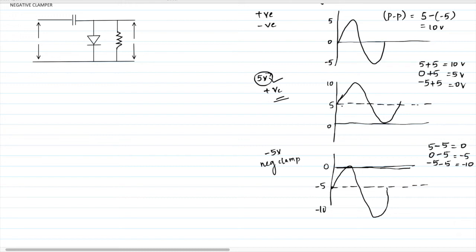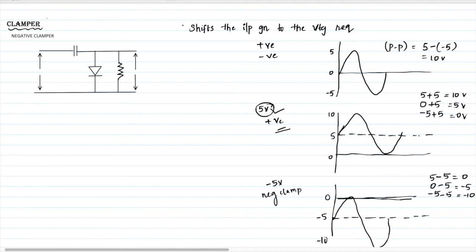So you can just tell this DC level is shifted. So it is also called as level shifter. So here clamper shifts the given input signal above or below the x-axis, or above or below the DC level, or you can also call it as level shifter, because here the level is at 0 and here it is 5 and here it is minus 5. So level shifter.